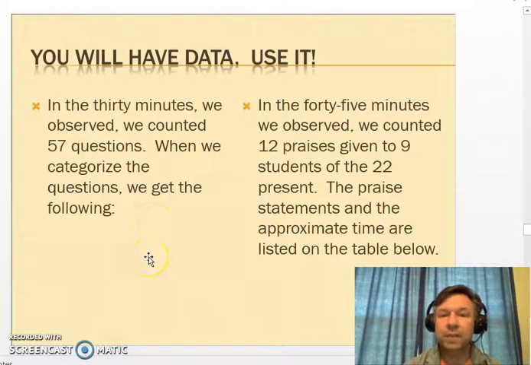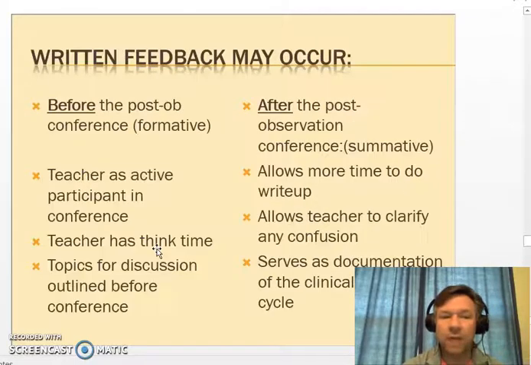This piece about data, although this is a qualitative, holistic observation, you still should continue to use your quantitative measures. Two examples are here. In 30 minutes, we observed or counted 57 questions. In the 45 minutes, we observed or counted 12 praises, 9 students, 22 of whom were present in the class. Praise statements were approximately timed as listed in the table. So you definitely can use that. The reason you want to include your quantitative observation data is that it makes it more objective as you discuss that with the teacher instead of it being personalized.